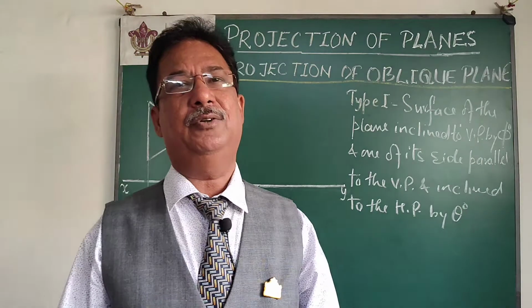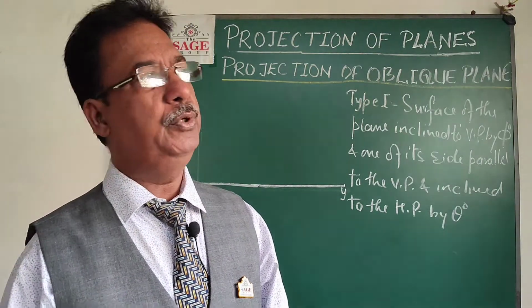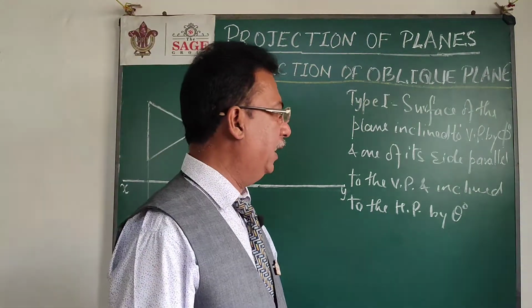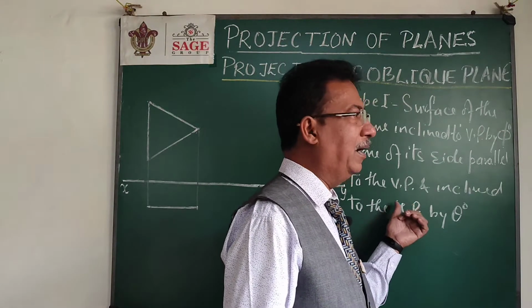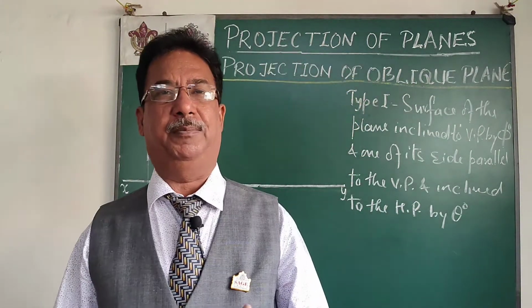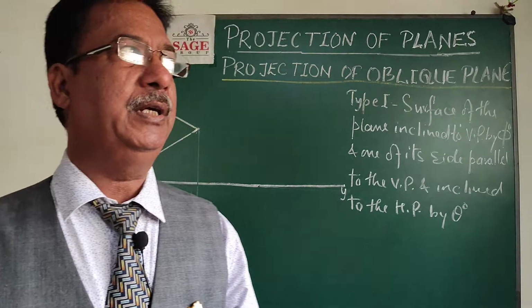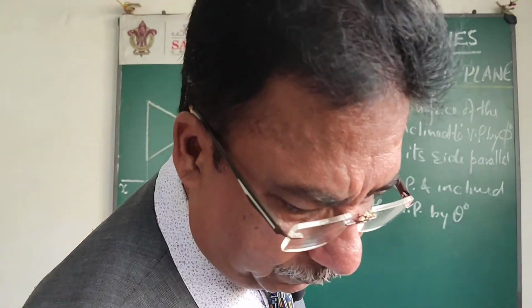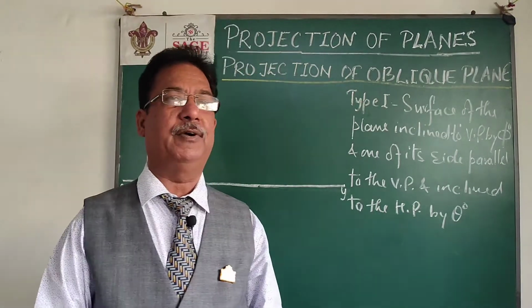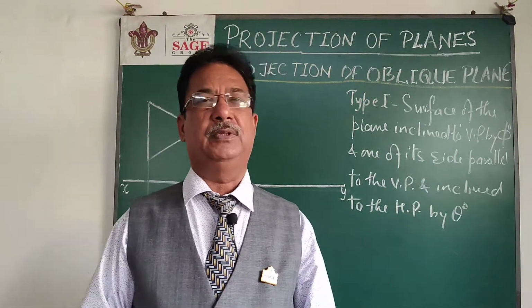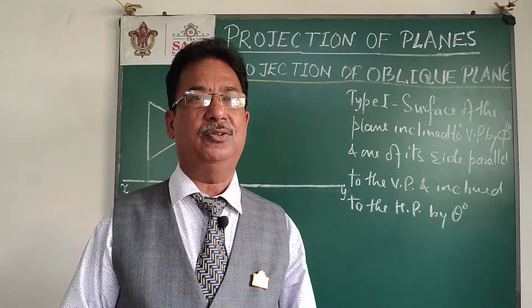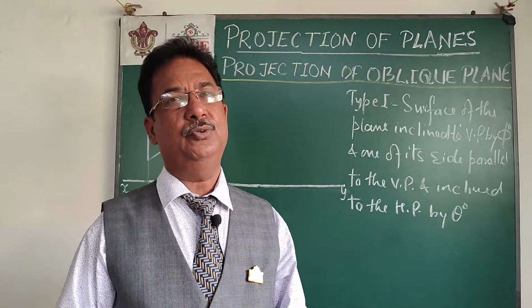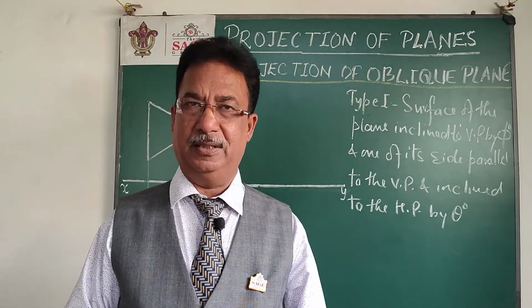So if it is parallel to VP, we should start with the front view, and as they are saying one of the sides is parallel to VP, keep that side perpendicular to HP as we are drawing the front view, and then rotate initially by some angle phi degree, and later on the side which was kept parallel to VP will be made inclined to HP by some angle theta.